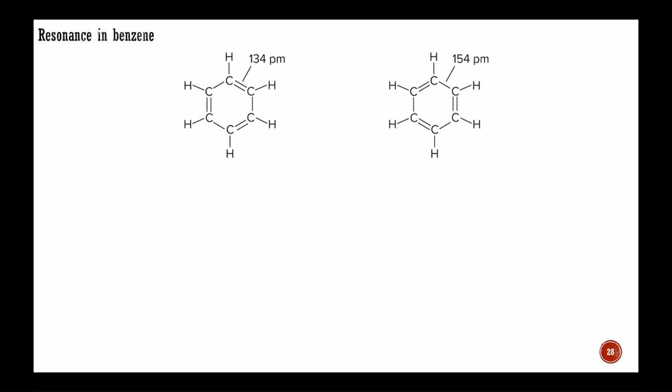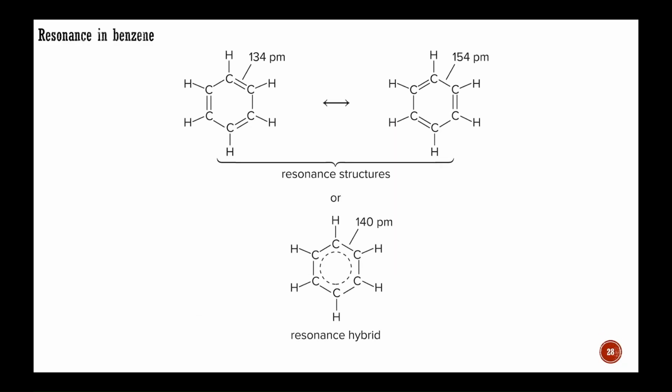However, experimental data show that all 6 carbon-carbon bonds in benzene are equal in length, with a bond length intermediate between that of a typical carbon-carbon single bond and a carbon-carbon double bond. In other words, a more accurate depiction of benzene is as a resonance hybrid, represented by a circle or dashed circle inside the hexagonal ring to illustrate the delocalized nature of the pi electrons.